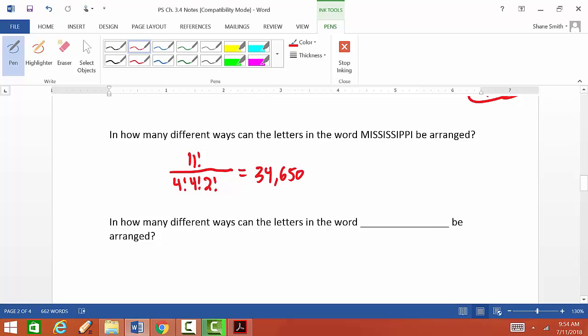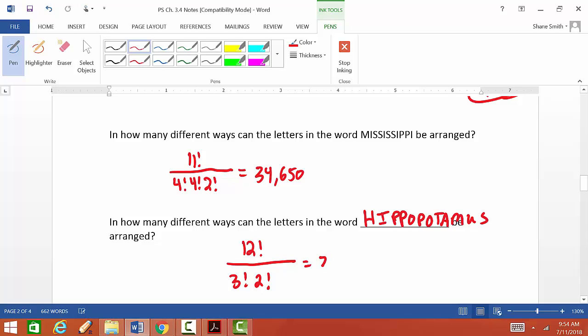And for the last one, I normally pick a name in the class that has a lot of repeating letters, but since this video is being made and I don't have someone to pick on, let's do a fun word like hippopotamus. Why not? So it looks like there's 12 letters in the word hippopotamus, and then there's 3 repeats of P and 2 repeats of O. And the answer to this one's 39,916,800. Try to write out all the different ways you can rearrange the letters in the word hippopotamus. I think that's going to take you a little while. Okay, and those are distinguishable permutations.